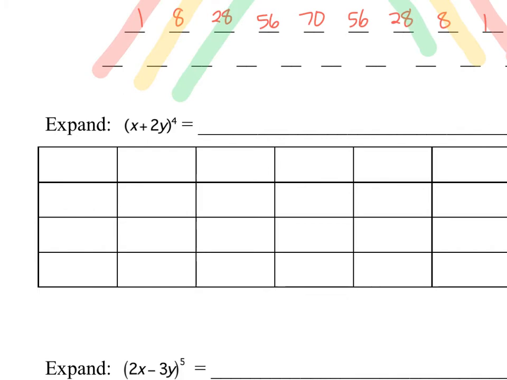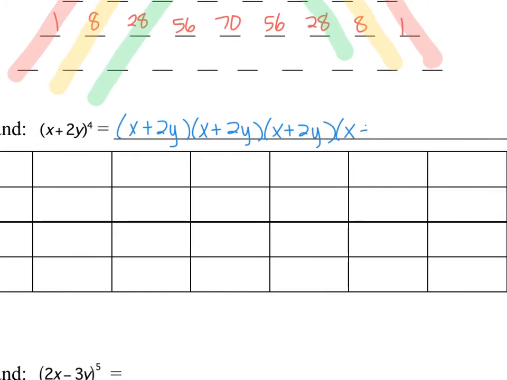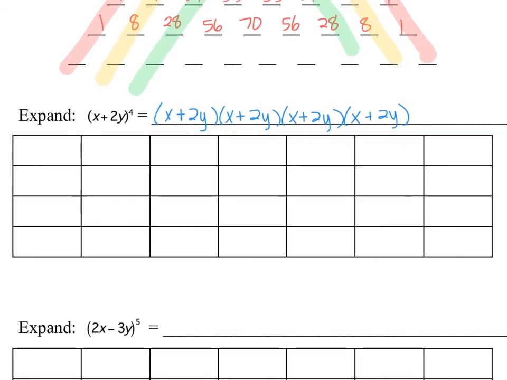So if we were to do this the long way, the old-fashioned way, x plus 2y multiplied by x plus 2y multiplied by x plus 2y multiplied by x plus 2y. That's what it means to have something to the fourth. Multiply it by itself 4 times. And that superfoil process is very long and laborious. So we can use factorials and Pascal's triangle to help us out with a shortcut of a way to get the answer that's a little bit faster.